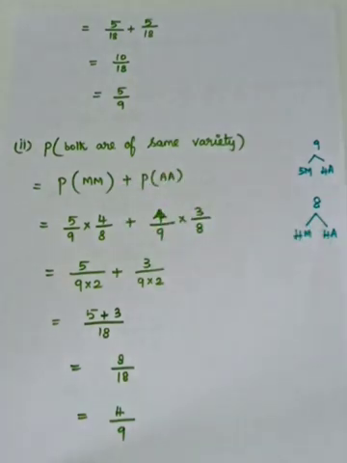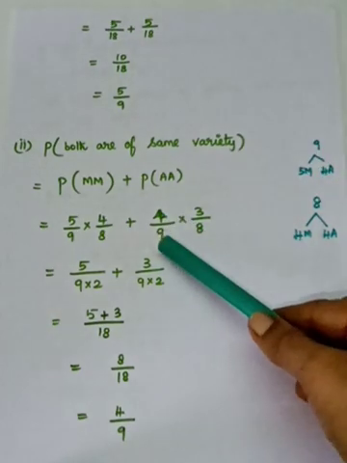So we are going to choose 2 apples. Okay, so starting from the first one. How many apples are there? 4 apples out of 9 fruits. So the possibility is 4 by 9.